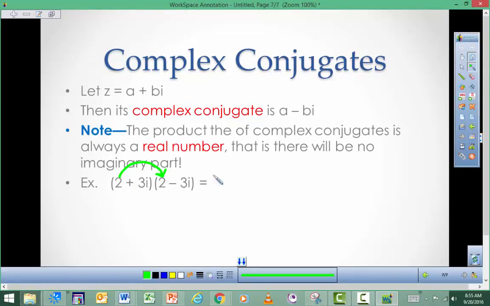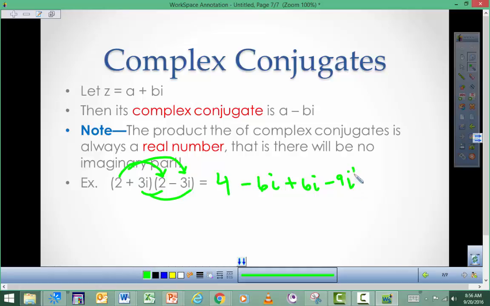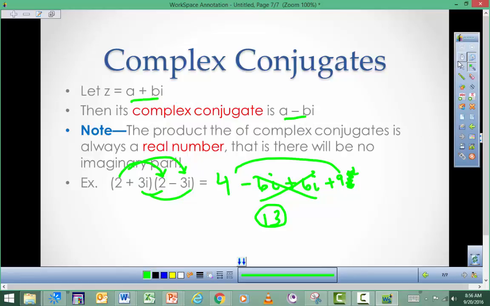2 times 2, of course, gives you the real part, 4. 2 times a negative 3i gives you minus 6i. The other inside product gives you plus 6i. And the final product of the FOIL method would be last times last, which gives you the minus 9i squared. Of course, these i's subtract off. And then the i squared is equal to negative 1, which changes this to a plus 9. And then you can just wipe out that i there. And then 9 plus 4 is 13. So you can see whenever you take a complex number and multiply by its conjugate, you will always get rid of the i.